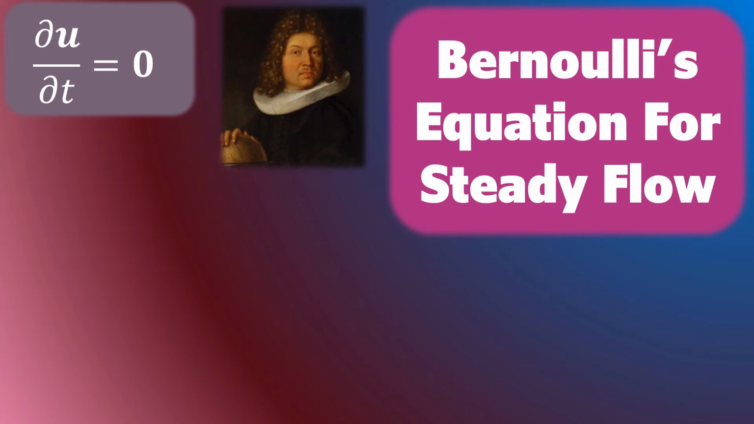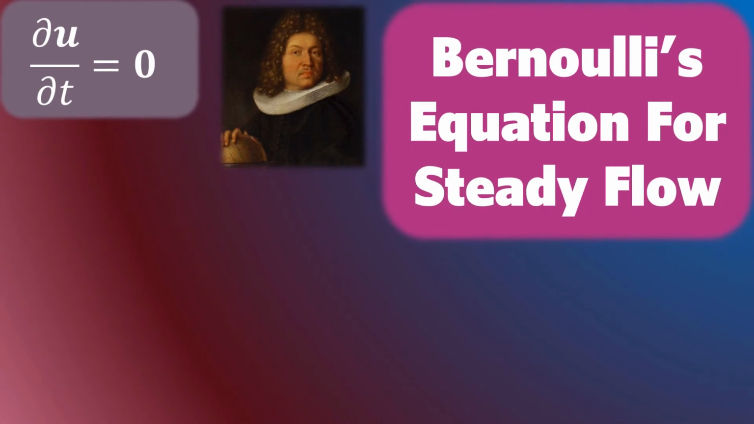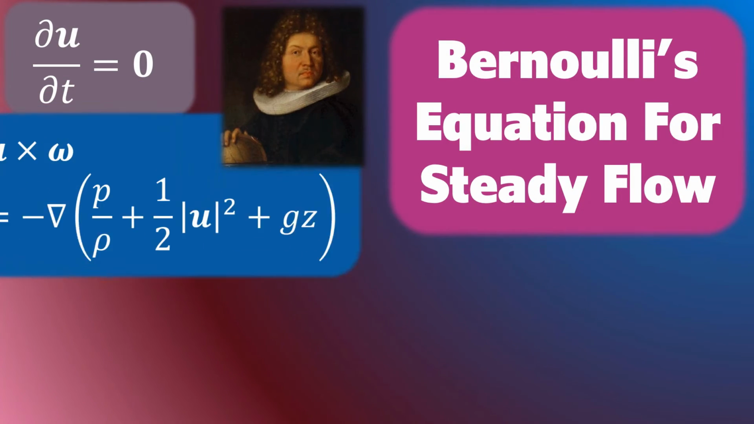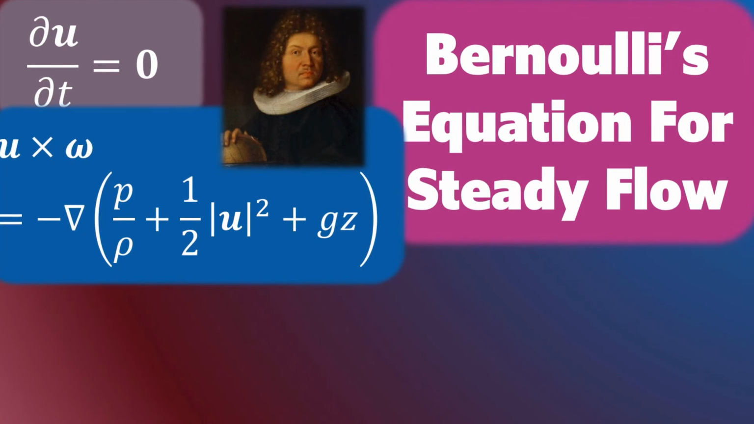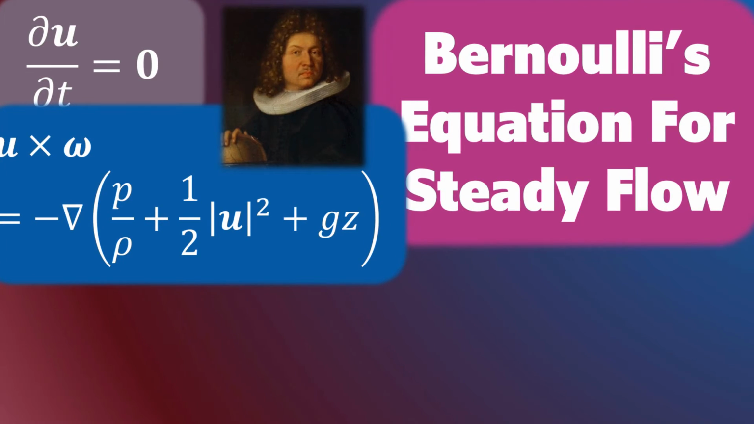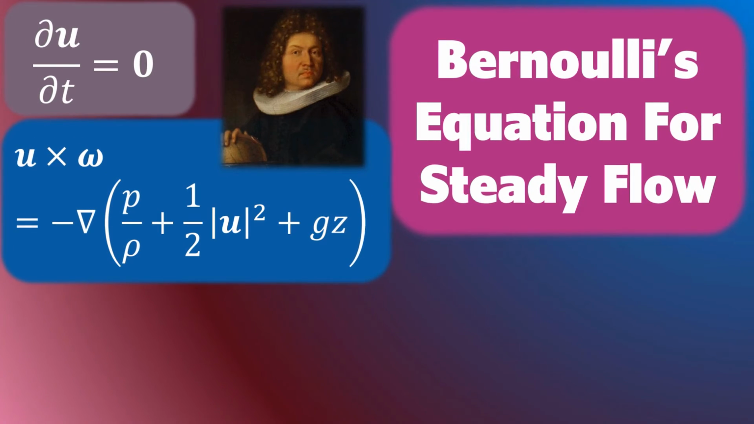Next, let's consider Bernoulli's equation for a steady flow. For a steady flow, the partial derivative of u with respect to time equals the zero vector. Substituting this into the rearranged Euler's equation, we get that u cross omega equals minus grad of pressure over density plus a half u squared plus gz.